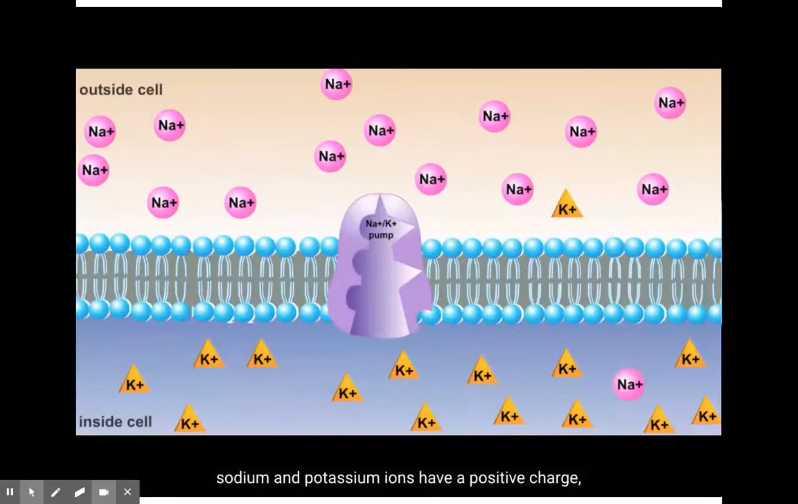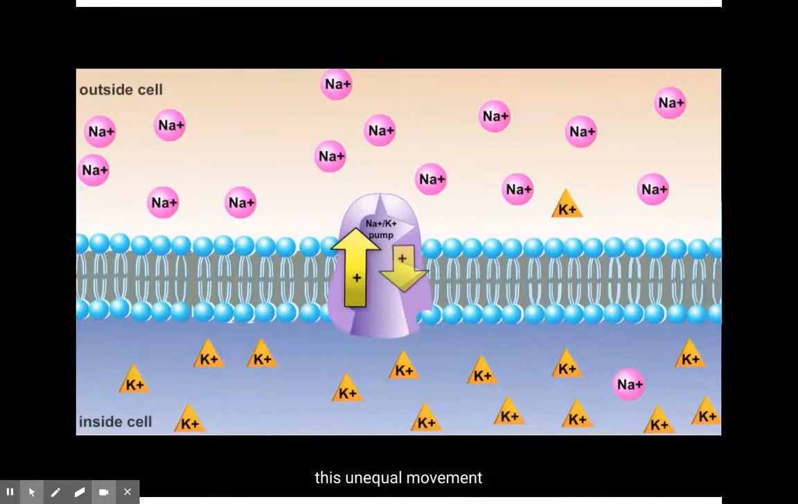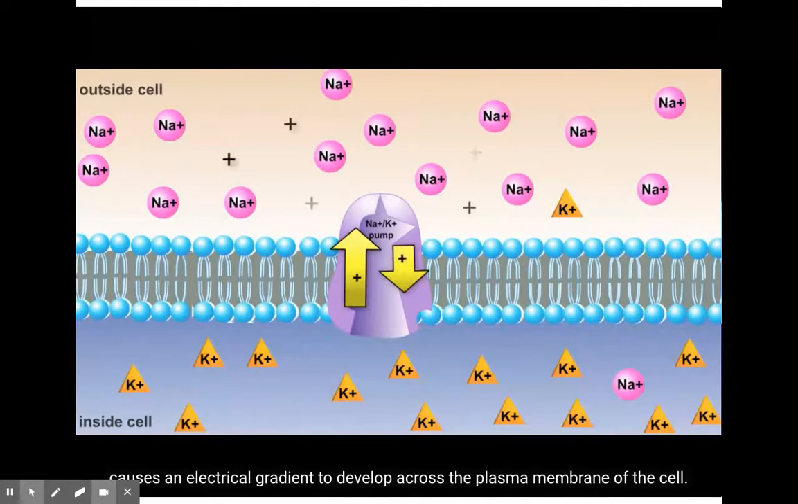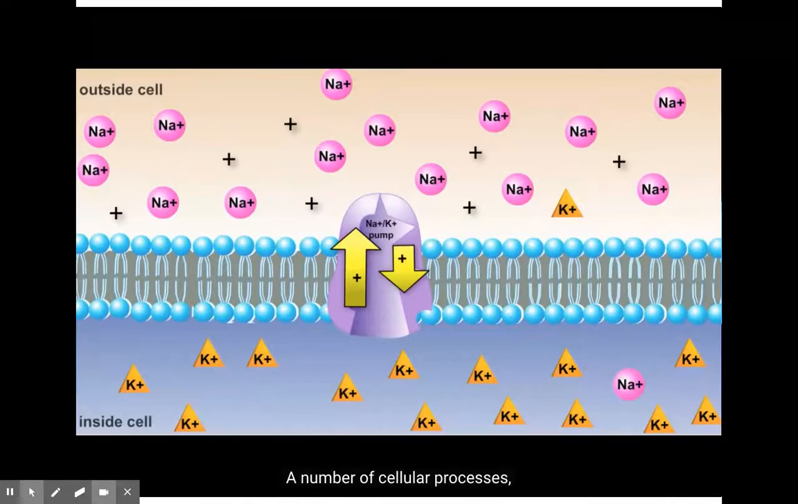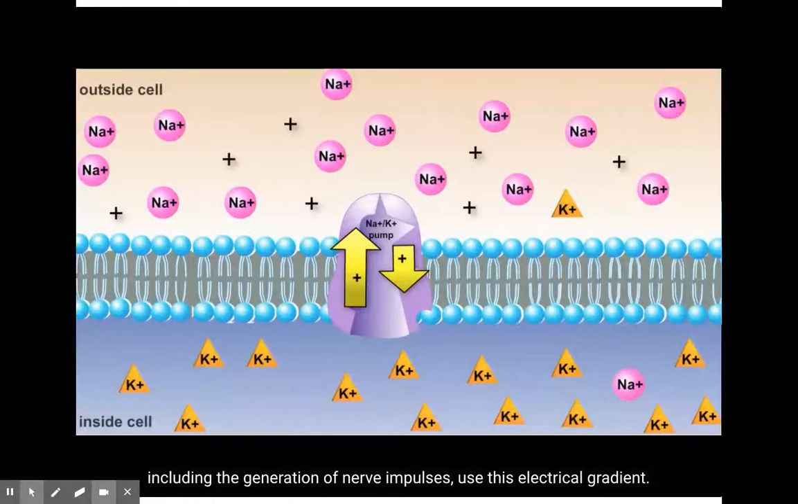Since both sodium and potassium ions have a positive charge, this unequal movement causes an electrical gradient to develop across the plasma membrane of the cell. A number of cellular processes, including the generation of nerve impulses, use this electrical gradient.